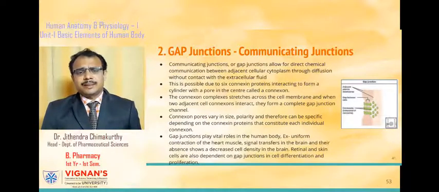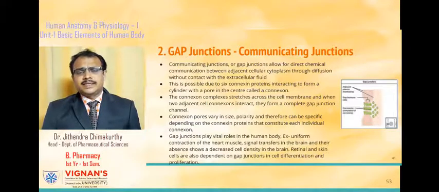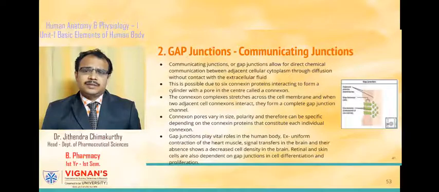And these gap junctions are very essential in the body and play a very vital role. For example, uniform contraction of heart muscle and signal transfer within the brain.